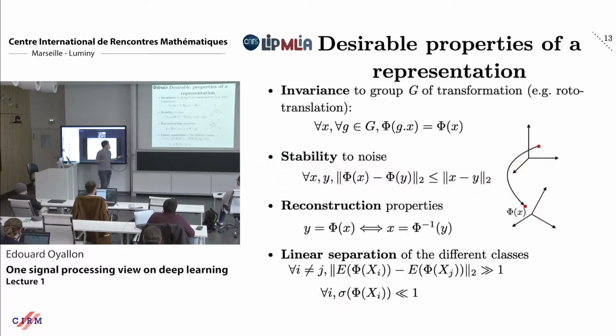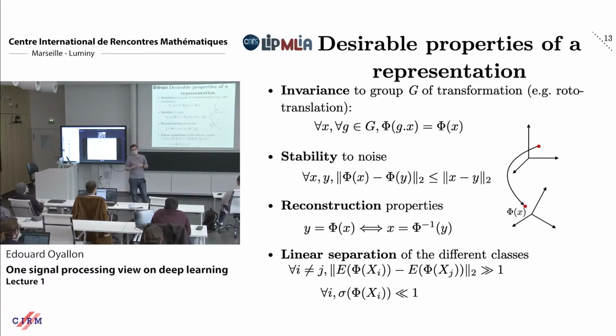The way people have found to achieve this kind of property is to go through some representation. For example, some properties you might desire in your representation would be to be invariant to some group of variability, as I said, translations, rotations, those kinds of things. You might be willing to be stable to noise, which means that if you add an additive noise to a signal, you would like the representation to behave nicely with respect to the signal.